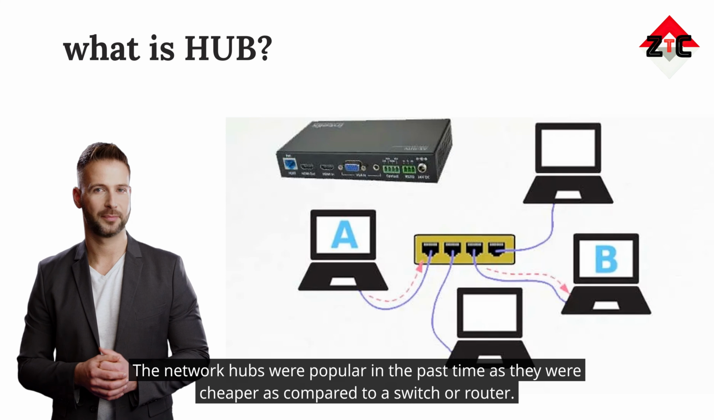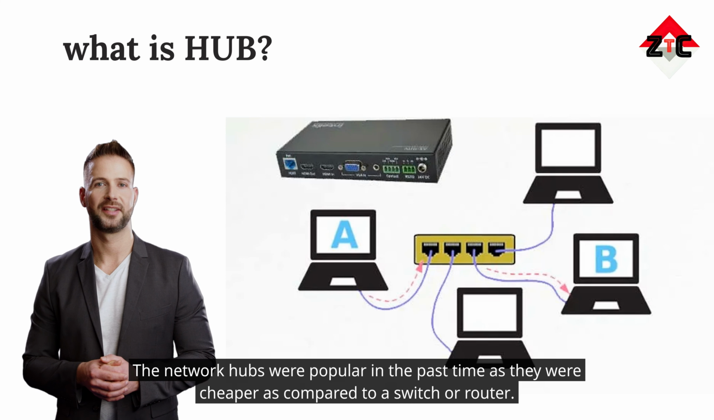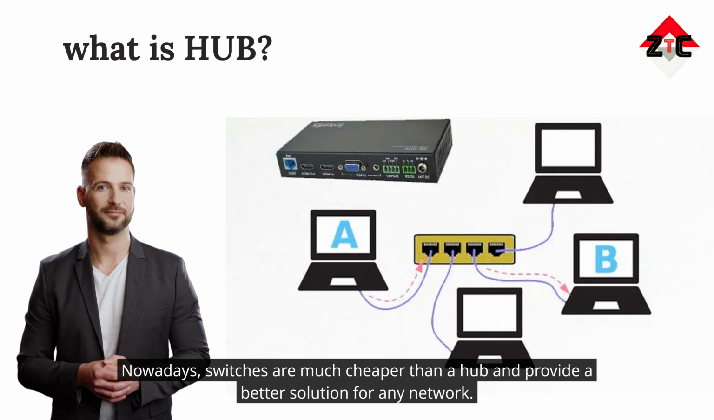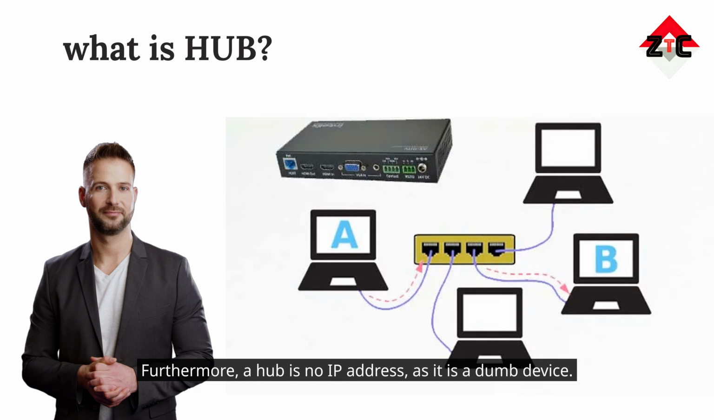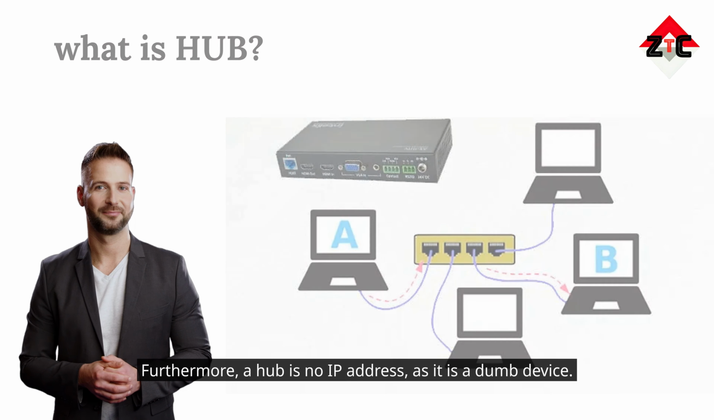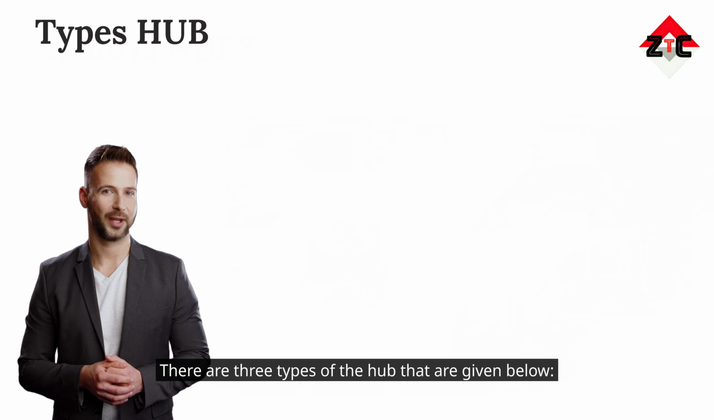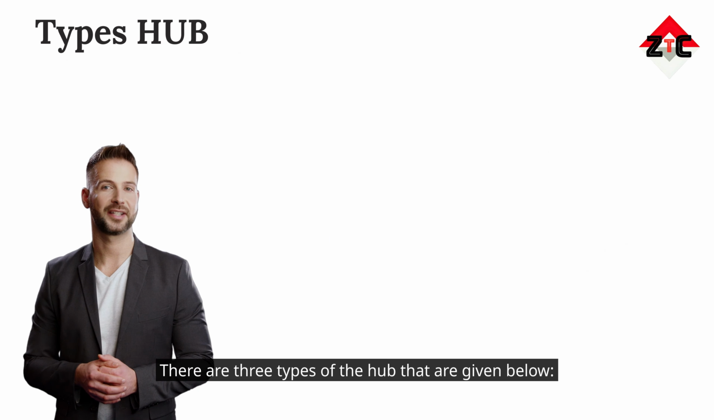Network hubs were popular in the past as they were cheaper compared to a switch or router. Nowadays, switches are much cheaper than a hub and provide a better solution for any network. Furthermore, a hub has no IP address, as it is a dumb device. Types of hub. There are three types of hub, given below.